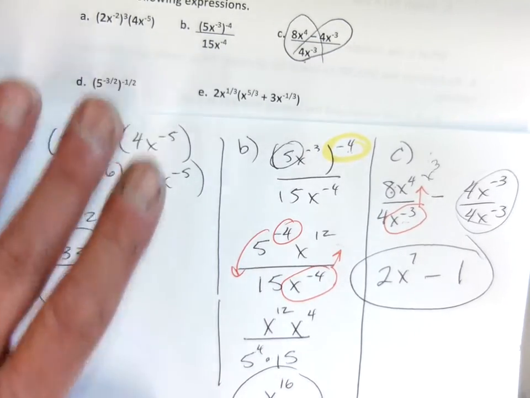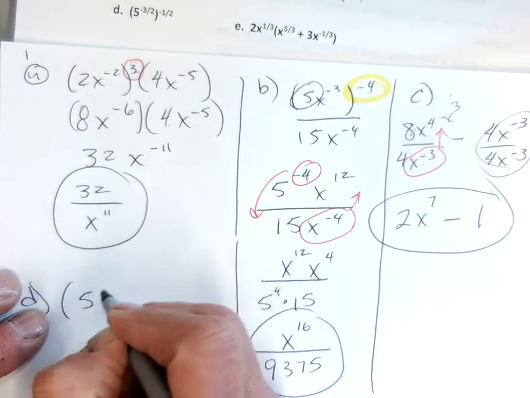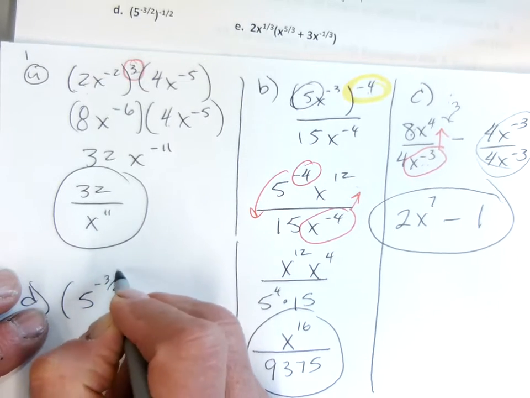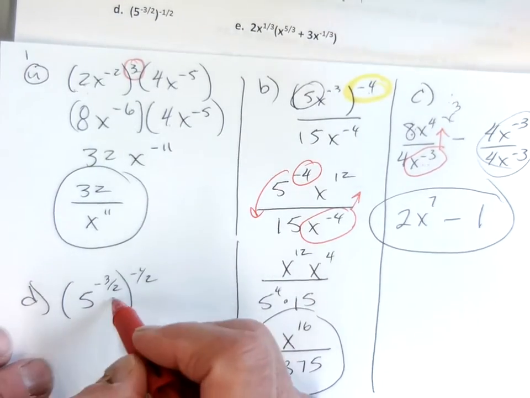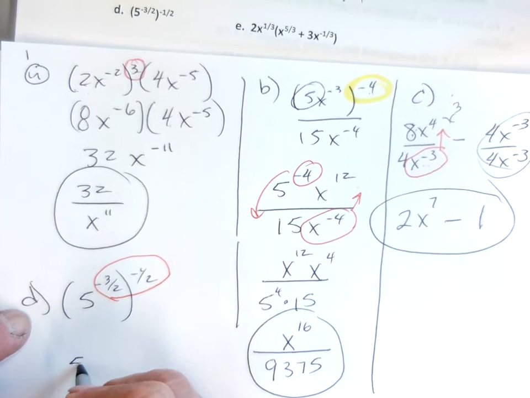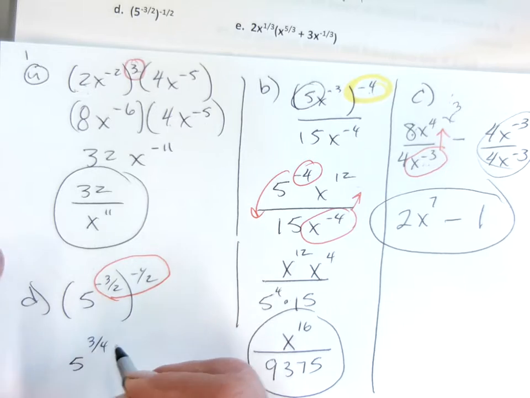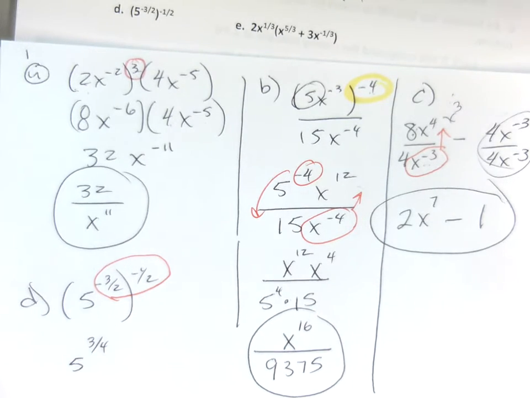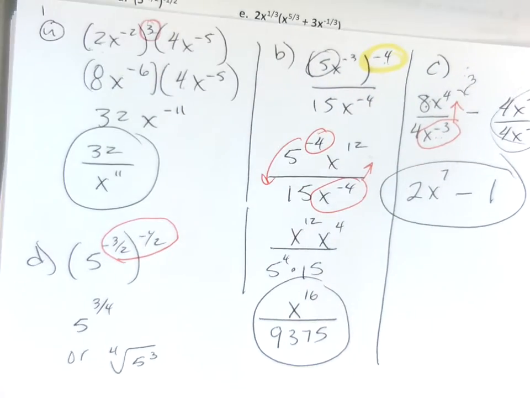Now let's look at D. D is 5 to the negative 3 halves, to the negative 1 half. Okay? So I'm going to multiply my exponents, and I get 5 to the positive 3/4, and that's the best I can get it. I would take that, or I'd go the 4th root of 5 cubed. Either answer works for me, okay?